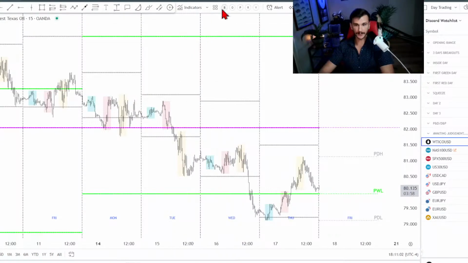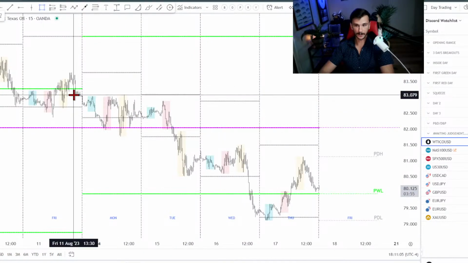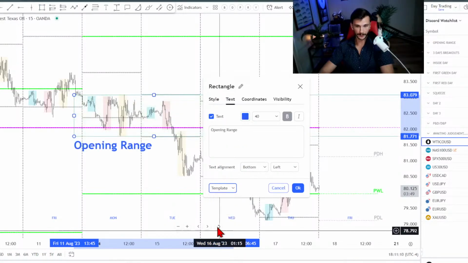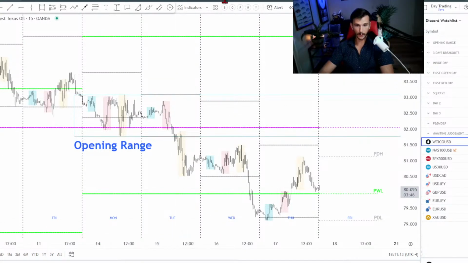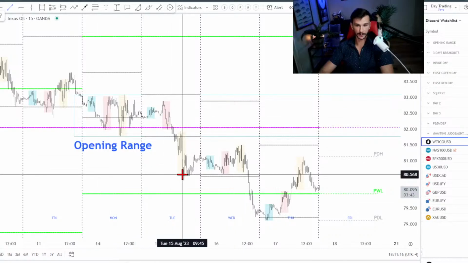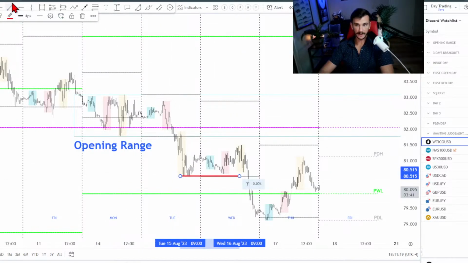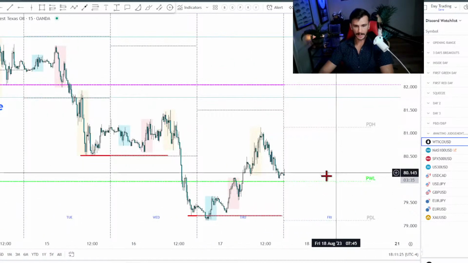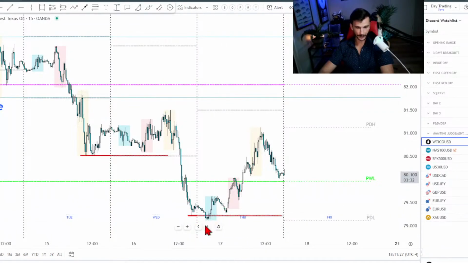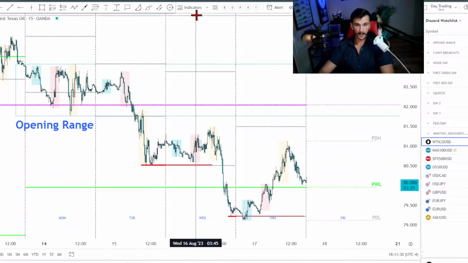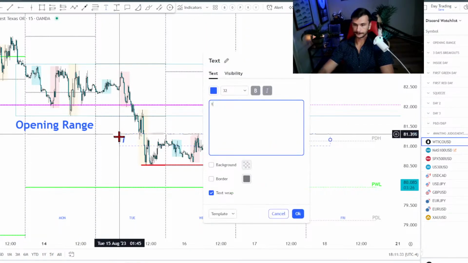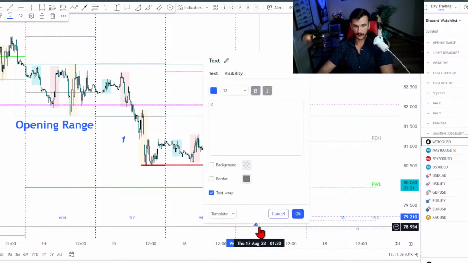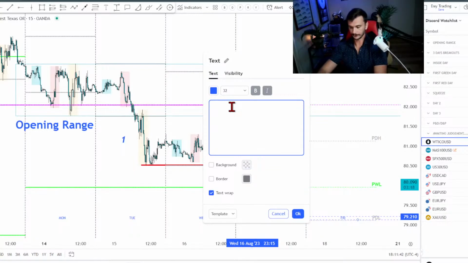All right. Opening range, first thing on the list. I'm going to get that up there. Opening range. Get that projected across. On oil, we have our first push out of the opening range right here. And then we have our second push out of the opening range on Wednesday. And it kind of looks like maybe a weak third on Thursday. So I'm going to put 1. And I'm going to put 2. And I'm going to put 3 question mark because although that is a third push, it's not very convincing.